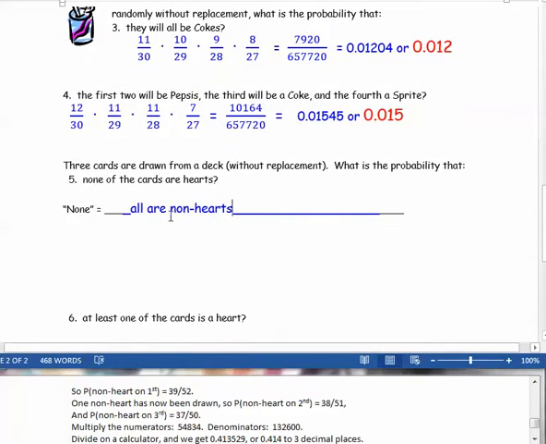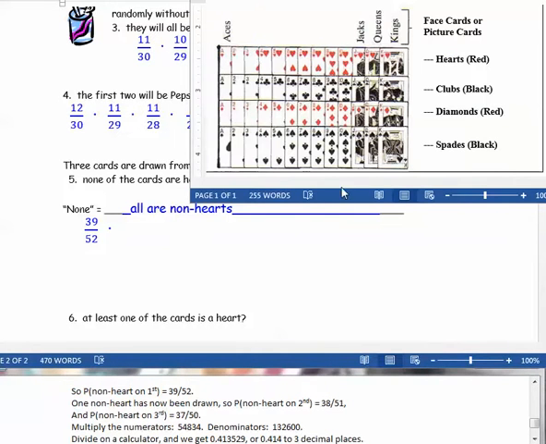Well, we said there's 39 non-hearts. We're drawing 3 cards. So on the first draw, there's 39 non-hearts out of 52 cards in the deck. So probability of a non-heart on the first draw would be 39 out of 52. I assume I've removed one of the non-hearts. So now for my second draw, there's no longer 39 non-hearts. There's 38 non-hearts and 51 cards total. So 38 out of 51. Third draw, 37 non-hearts out of 50 cards left.